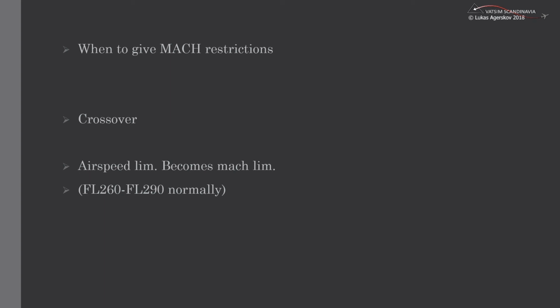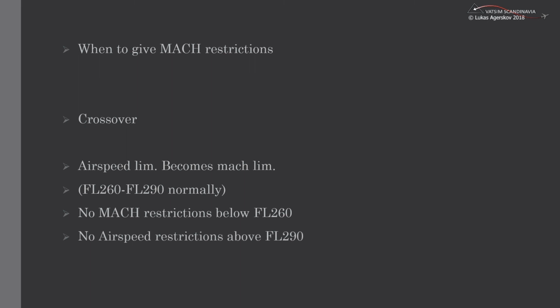Normally it happens between flight level 260 and flight level 290, depending on the aircraft speed, which as a rule of thumb would mean don't give a Mach restriction below flight level 260, don't give an airspeed restriction above flight level 290. If you are descending and you want them to keep speed at a high altitude, the phraseology to keep that is to say, on conversion, speed, for example, 300 knots or greater.